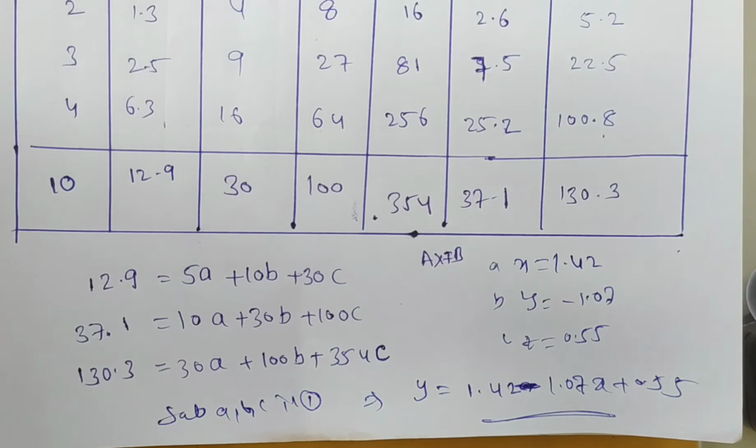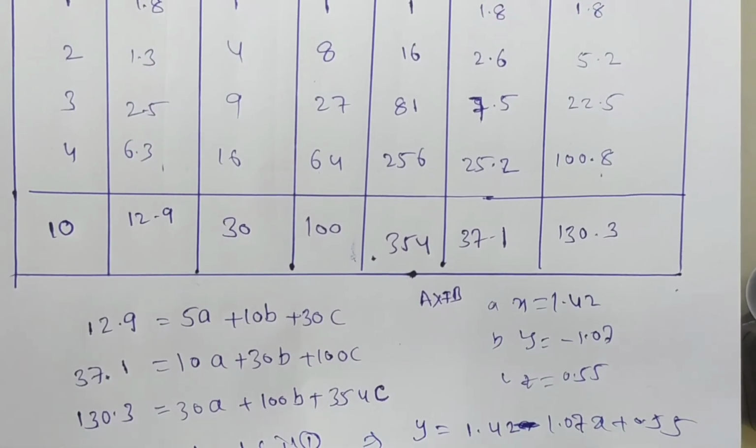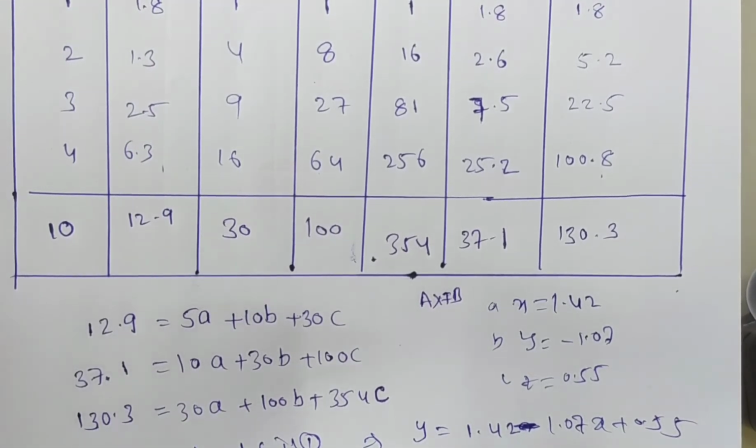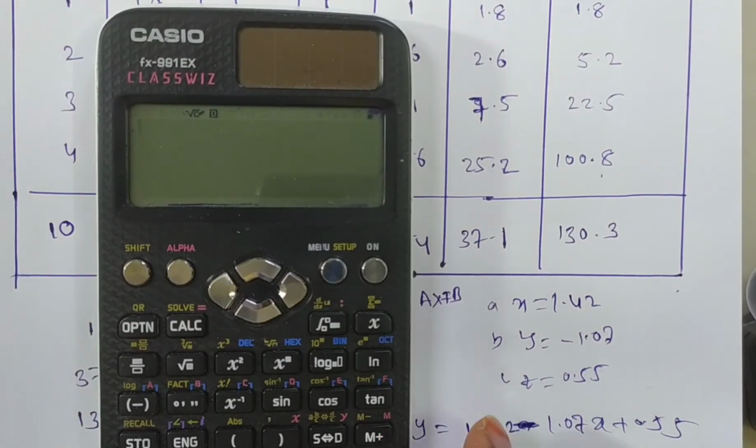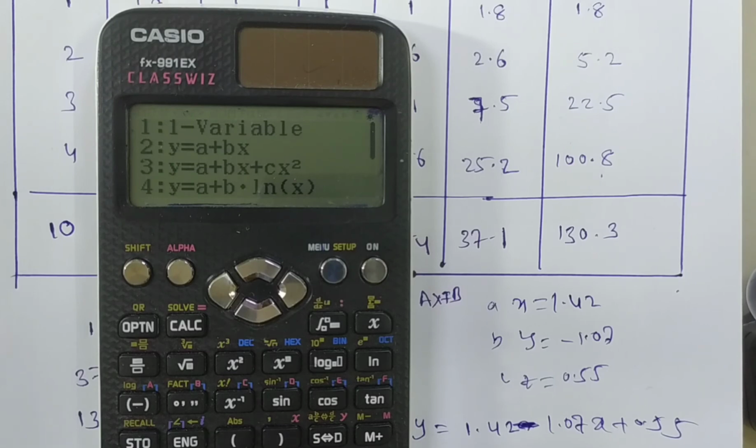Friends, now there is a shortcut for you. I will tell you, listen carefully. These A, B, C values we can get by using the calculator directly in one step only. First we have to enter the X, Y values. Now press more. In this one, go for statistics, press 6. Here we are fitting a parabola, so press the 3 button.